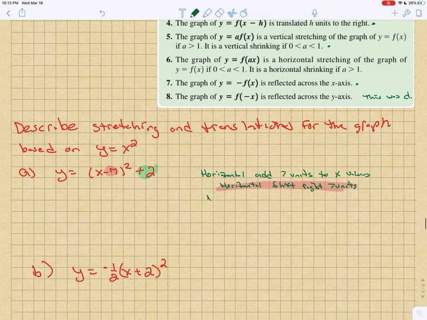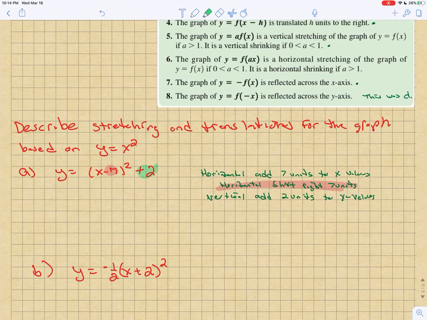That's a vertical 2 unit shift, which is adding 2 units to the y values, which means it's up 2 units. That would be my answer. So those are my two. What are all the translations? A horizontal shift right 7 units. The other is vertical up 2 units. Or you could just say up 2 units, right? Vertical is kind of redundant.